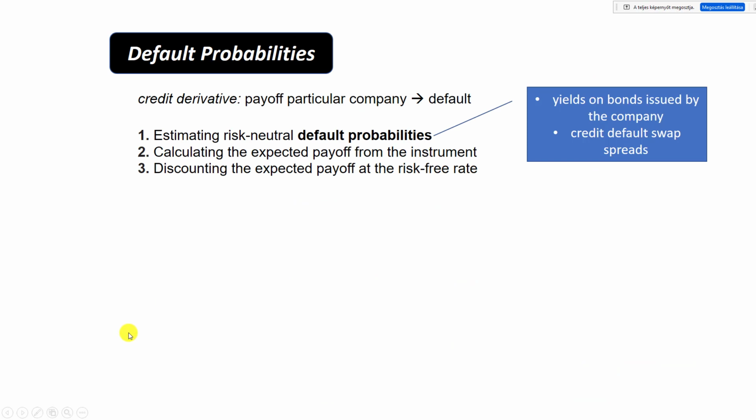Okay, and later on, when we talk about credit derivatives, so how companies can go into default, and how we can secure ourselves against their default, it will still be highly similar. So we have to estimate the risk-neutral default probabilities, then calculate the expected payoff from the instrument and discount the expected payoff at the risk-free rate.